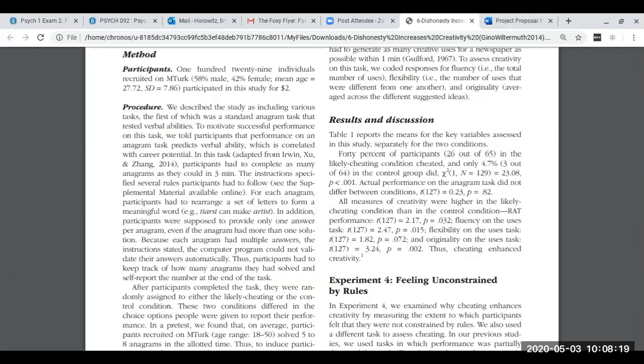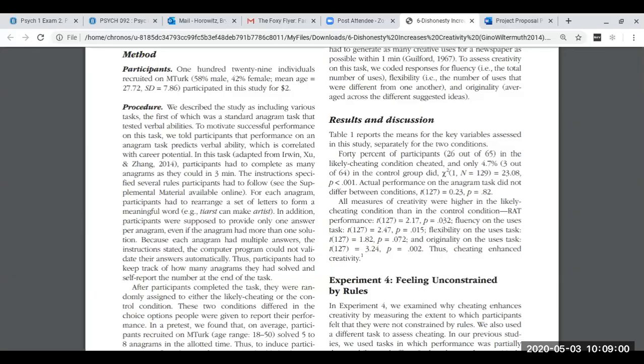The instructions specified several rules participants had to follow. For each anagram, participants had to rearrange a set of letters to form a meaningful word. For example, TIARST can make the word artist. In addition, participants were supposed to provide only one answer per anagram, even if the anagram had more than one solution. They chose anagrams that had multiple answers. The instructions stated the computer program could not validate the answers automatically. Thus, participants had to keep track of how many anagrams they had solved and self-report the number at the end of the task.